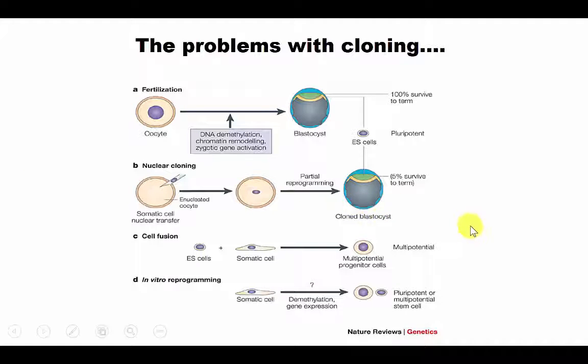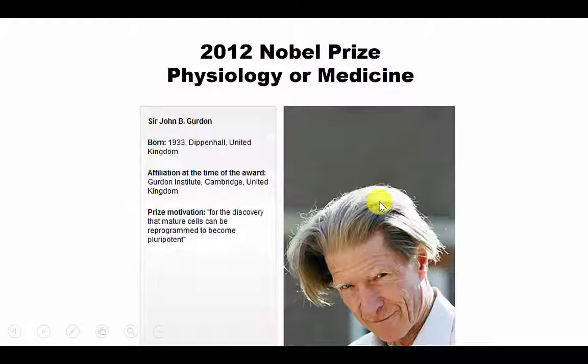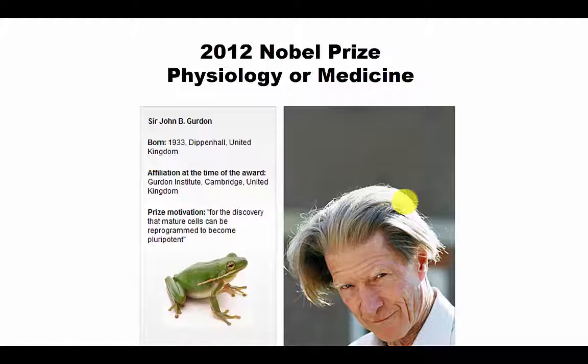It seems like this type of nuclear cloning is technically possible, but there is an ethical problem that we need to use egg cells. To avoid using egg cells, maybe cell fusion or in vitro reprogramming can be other alternative approaches. In 2012, the Nobel Prize was given to the reprogramming of mature cells into pluripotent stem cells. The foundation of this study was developed by Dr. Gurdon utilizing frog cells.